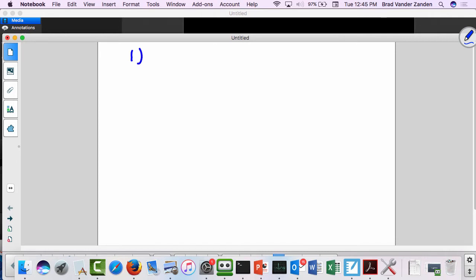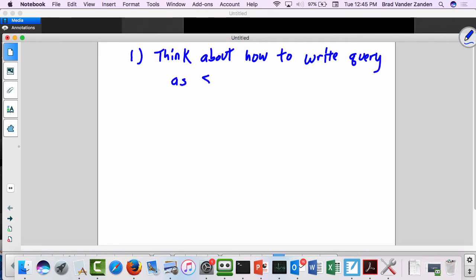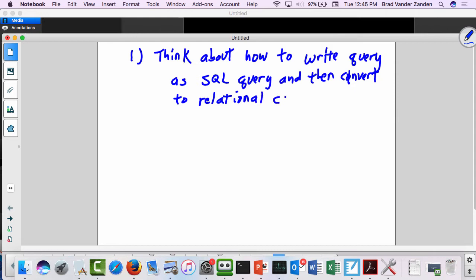So one is, if you're having problems, think about how to express the query as an SQL query, and then convert to the relational algebra or calculus.